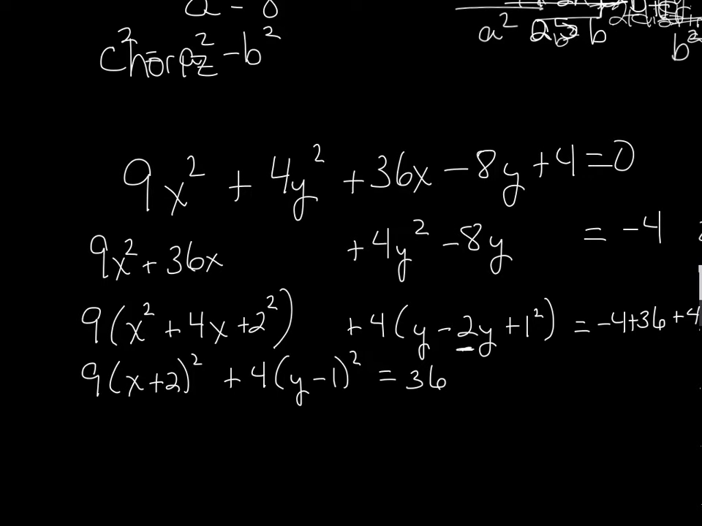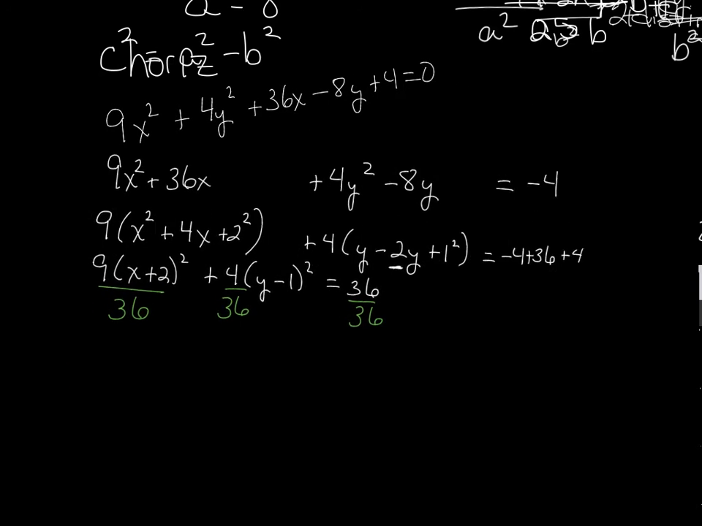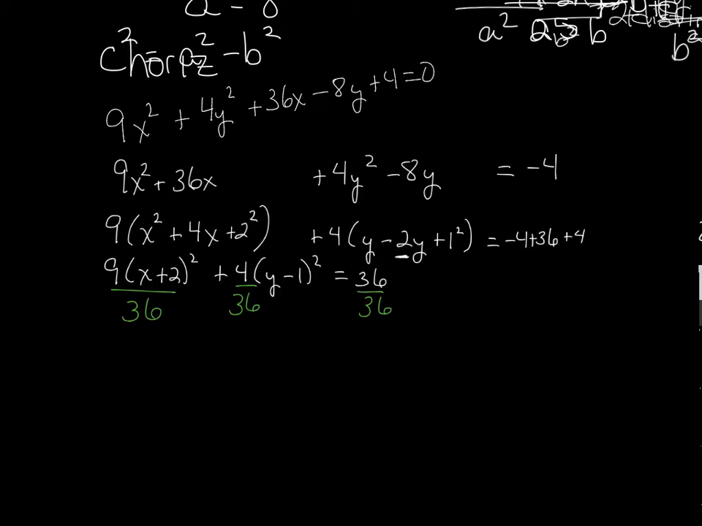So divide everything by 36. It's looking closer, but I need that in standard form. The ellipse is always equal to 1, so we divide everything by 36. So we have x plus 2 squared over 4 plus y minus 1 squared over 9 equals 1.